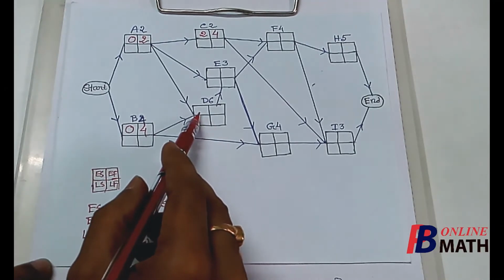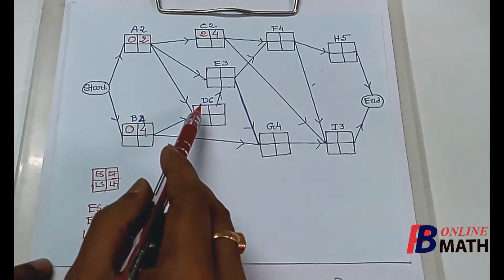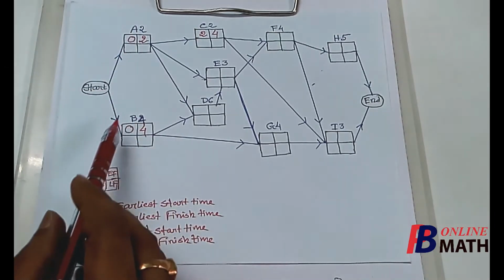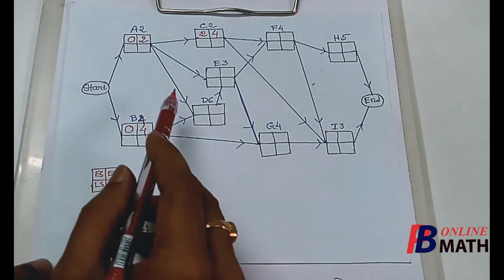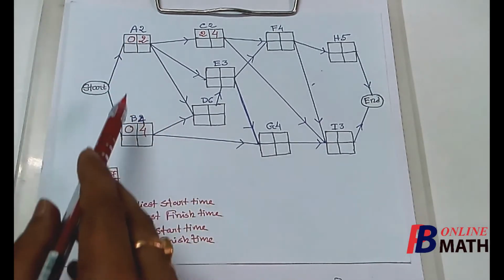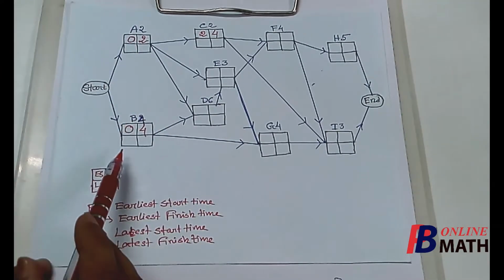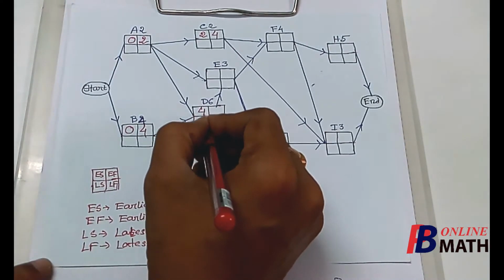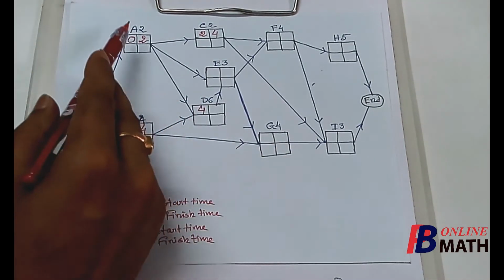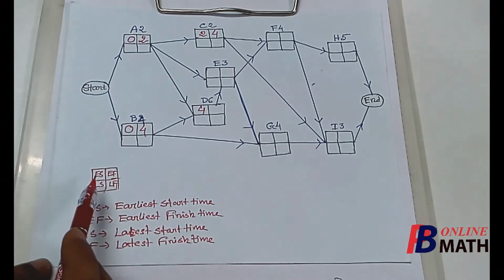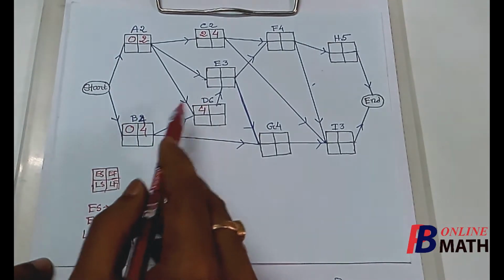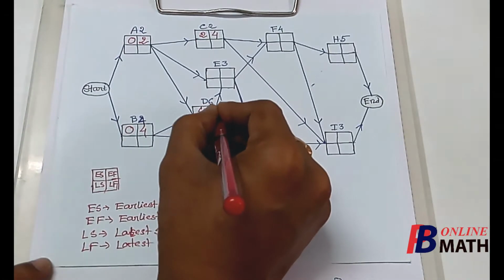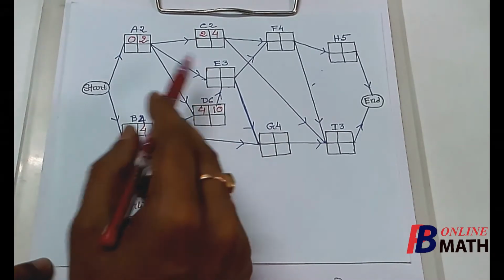Now let us find the earliest start time of the activity D. Now here we find that the activity D can be started only if both the activities A and B are completed. Now here we find that the earliest finish times of the activities A and B are 2 days and 4 days respectively. So the activity D can be started as early as after 4 days when both the activities A and B are done. Now the activity D requires 6 days, so the earliest finish time of the activity D will be 4 plus 6, which is 10. We consider the next activity E.